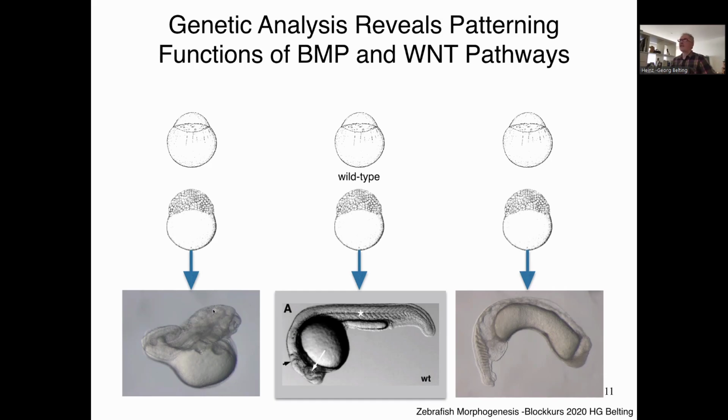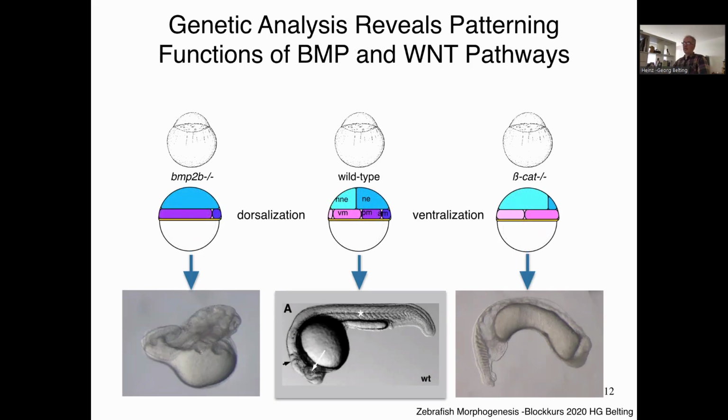So that is something that you have to be aware of, and we will get back to that later. If you didn't understand it now, maybe you get a better feeling for this later on. So again, this was the BMP, and this was the beta-catenin mutant. And this is what happened now.